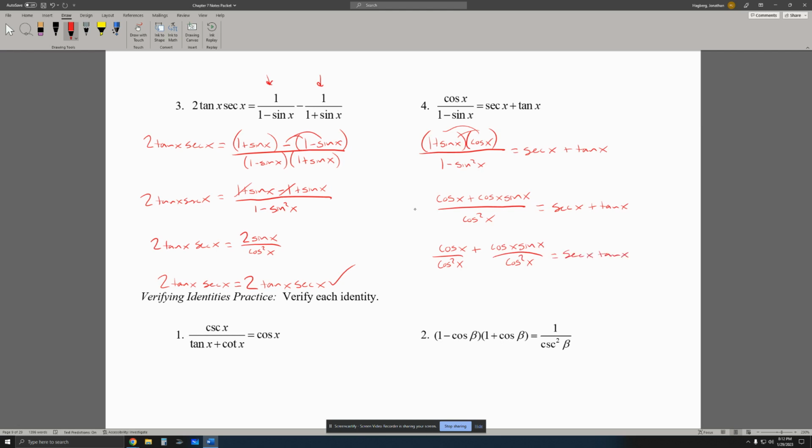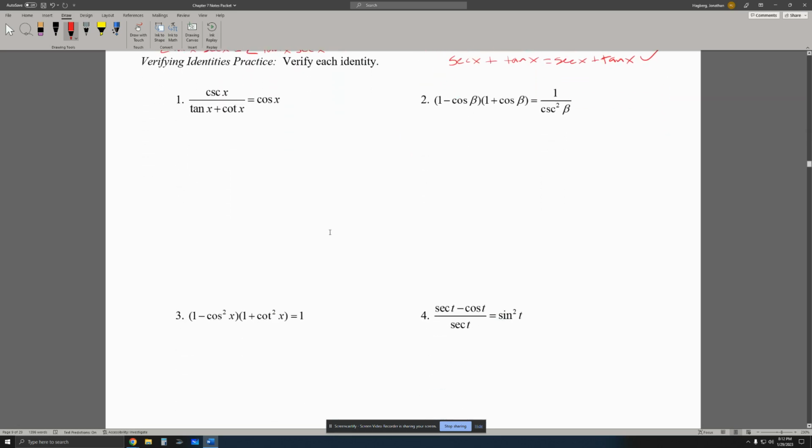Okay. Now you can probably see where this is going. We're going to cancel out one of these. So we have 1 over the cosine, or secant x. And then plus, we're going to cancel out one of these again, and we're left with sine over cosine, which is tangent x. Okay. So this has been verified. All right, let's get some practice.